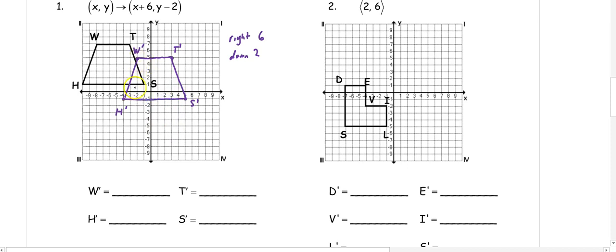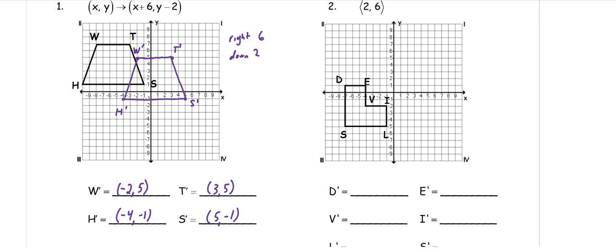So W is going to have the coordinates of negative 2, 5. T is going to have the coordinate of 3, 5. H is going to have the coordinate of negative 4, negative 1. And S is going to be at 5, negative 1.